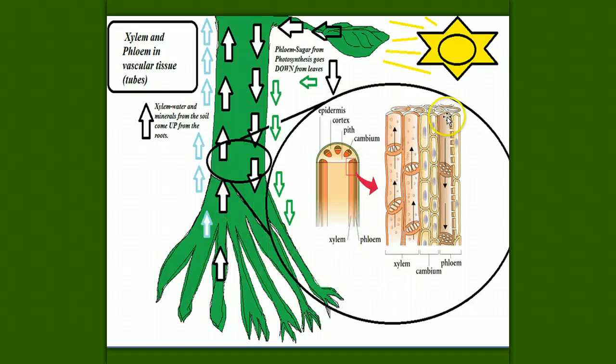And then phloem, it's like an up elevator and a down elevator. Xylem is the up elevator and phloem is the down elevator. Xylem up takes water and minerals up from the roots. Phloem down, the down elevator, brings sugar from photosynthesis back down to the roots to help the plant grow.